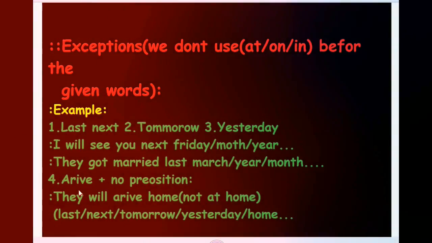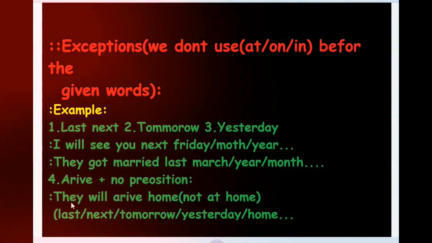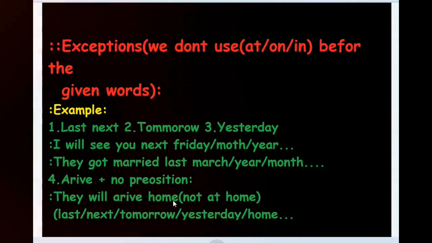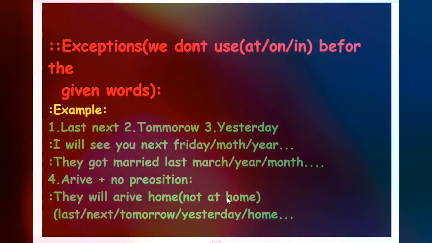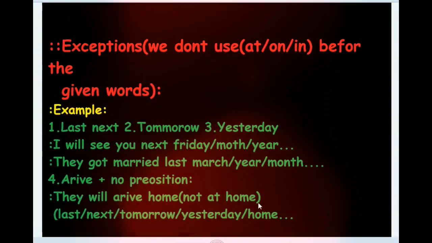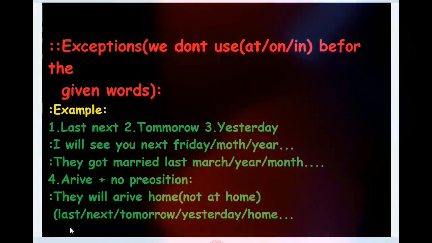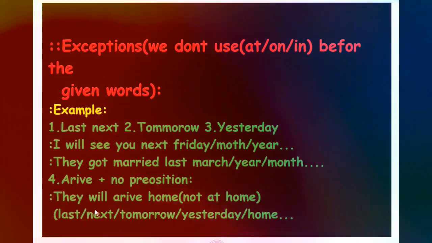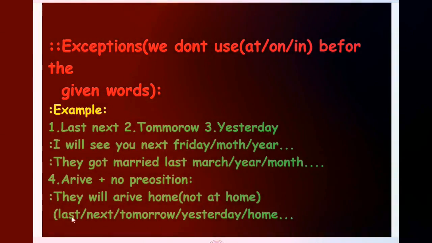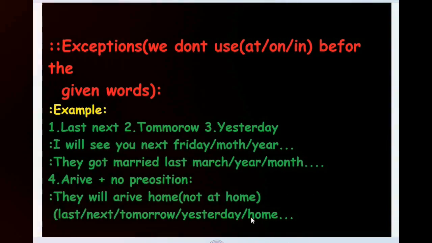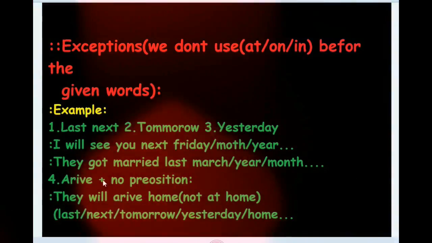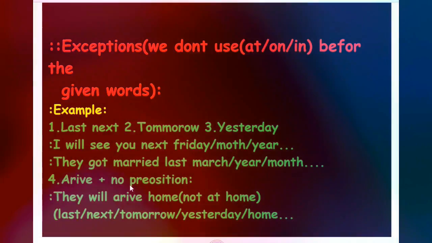Don't be confused. Arrive plus no preposition. Example, they will arrive home, not they will arrive at home. So with arrive, last, next, tomorrow, yesterday, and home, arrive plus no preposition. So don't be confused. Arrive plus no preposition.